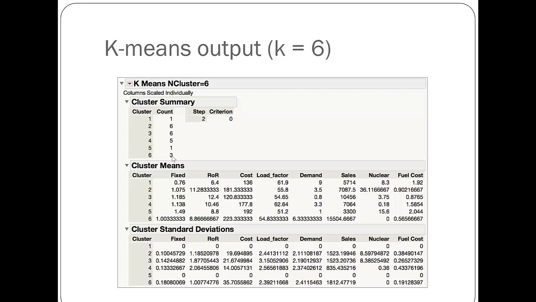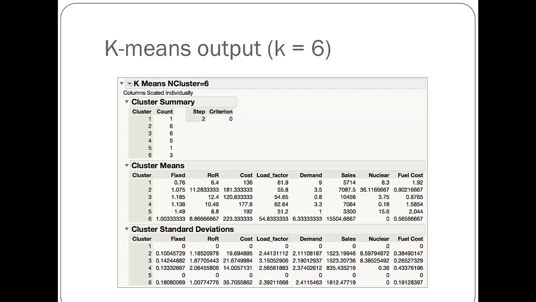And then we can go and look at the cluster means for each of the clusters and each of the variables. So cluster number 1 has a mean of 0.67 for fixed, 6.4 for ROR, 136 for cost, and so forth. And we know there's only one observation there, so that means the standard deviation for each of those is going to be 0. That's a constant, basically. Same thing with cluster number 5. We got zeros here.